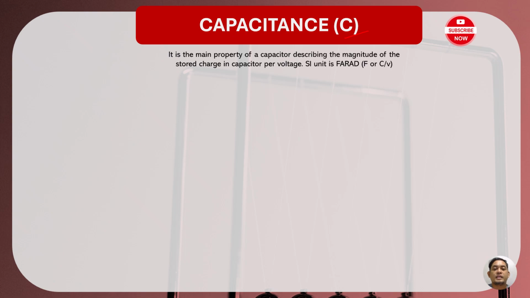When we say capacitance, it is the main property of a capacitor. I will be showing you later what a capacitor looks like. It gives us the magnitude or value of the stored charge in a capacitor per voltage. The unit is farad, or F, or we can also write it as coulombs per volt. Again, it describes the stored charge per voltage.